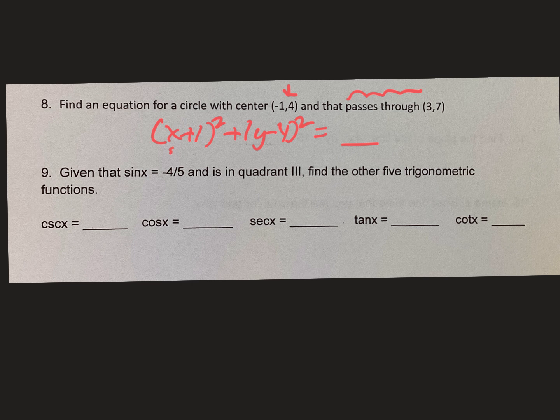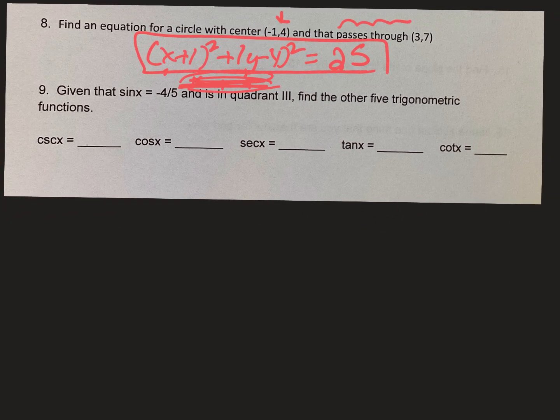So I'm going to plug a 3 right in there for the x, 7 for the y. Now, when I plug 3 in there, 3 plus 1 is 4, 4 squared is 16. When I plug 7 in there, 7 minus 4 is 3, 3 squared is 9. Add the 16 and the 9 is 25. Guys, your answer is that equation right there. Even though I use the numbers down here, those numbers are not part of the answer. Don't include those.